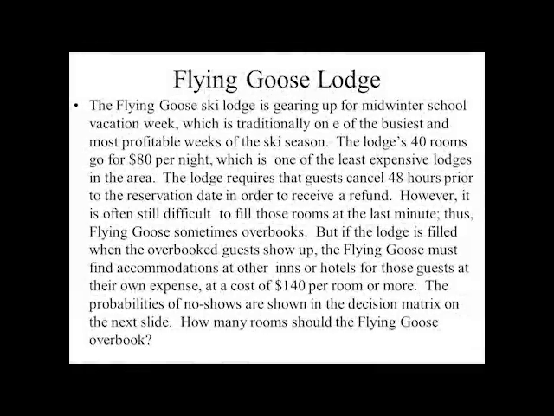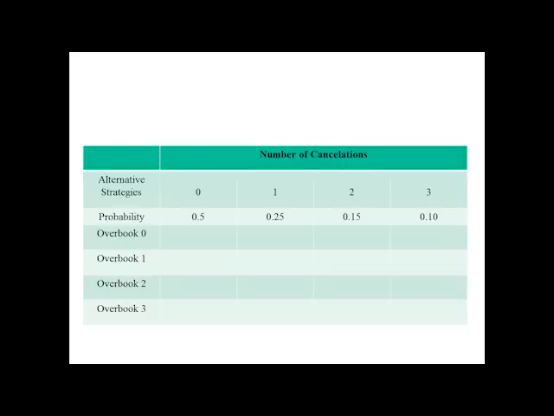This is our second problem dealing with expected monetary values. This is dealing with a decision matrix looking at slides 9 and 10. And the problem is about the Flying Goose Lodge. Before we start there, I want to take a look, though, at slide number 10.